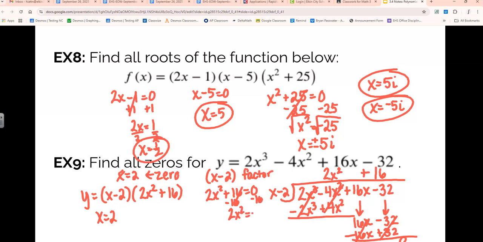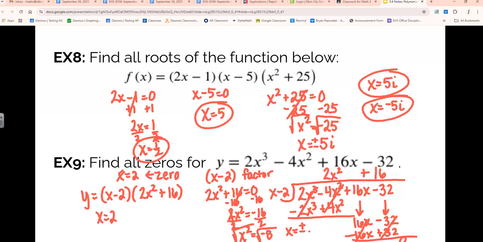So 2x squared equals negative 16. We would divide by 2, like that. So x squared is going to equal negative 8. And then we would square root both sides. And when we square root both sides, we will get x equals, we want to put a plus or minus here, and we're getting the square root of negative 8.